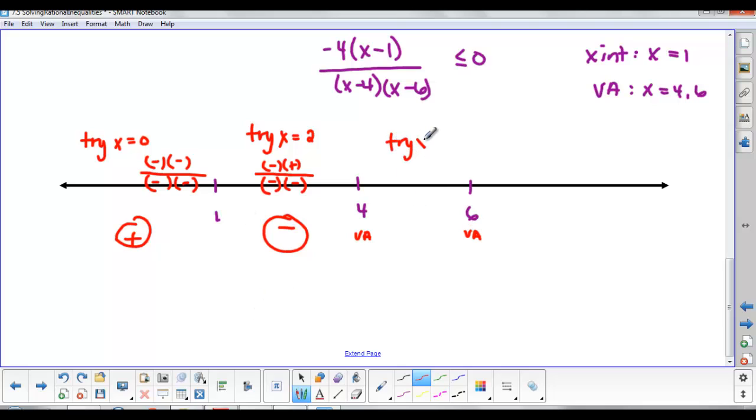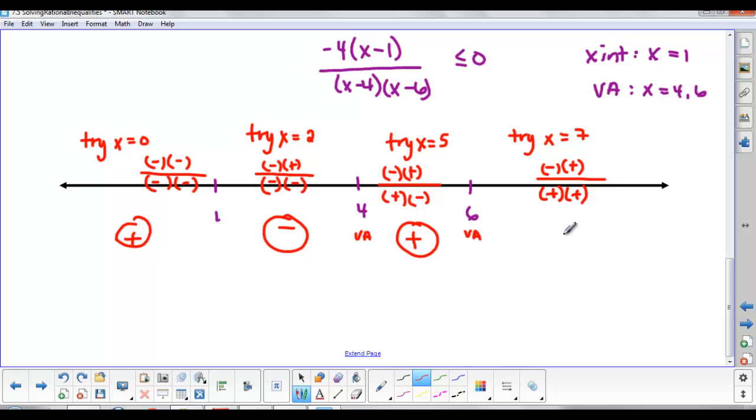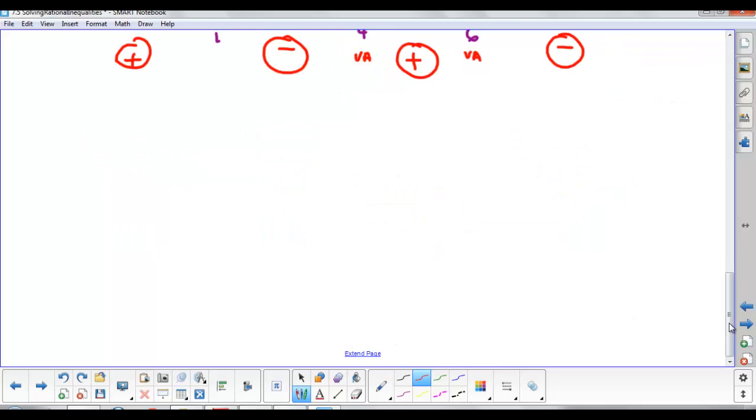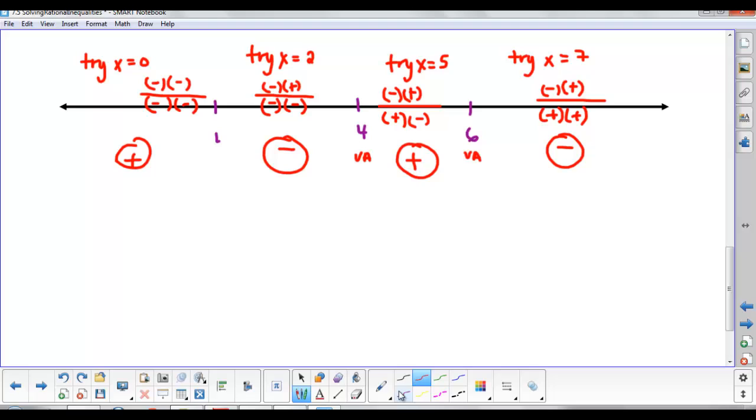Now let's try x equals 5. Well, we have negative 4 times some positive value. And then in the denominator, we'd actually have a positive value times a negative value. Only 2 negatives will make a positive interval. And then finally, let's try when x is equal to 7. Well, we'd have negative 4 times some positive value all over 2 more positive values, altogether making this whole thing a negative interval. So let's go ahead and write our final concluding statement.